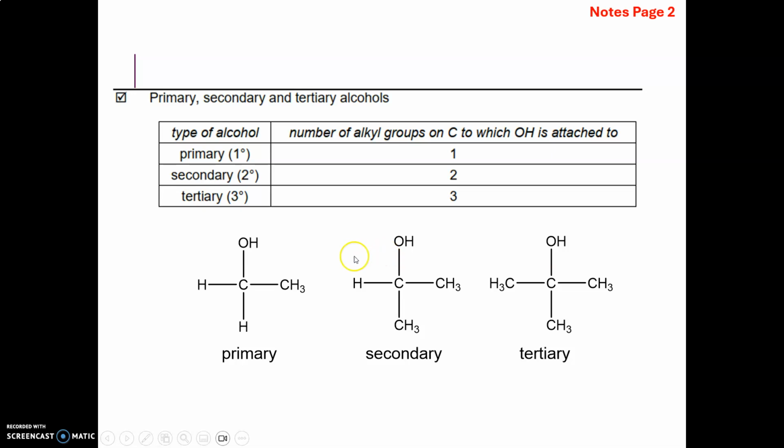So we are going to use these alcohols as an example. For example, ethanol is a primary alcohol because the carbon bearing the OH group has only one other alkyl group attached to it, with the rest being hydrogen atoms. For a secondary alcohol, the carbon which bears the OH group has 2 alkyl groups attached to it and only one hydrogen atom. And for a tertiary alcohol, the carbon which bears the hydroxyl group has 3 alkyl groups but no hydrogen atoms bonded to it.